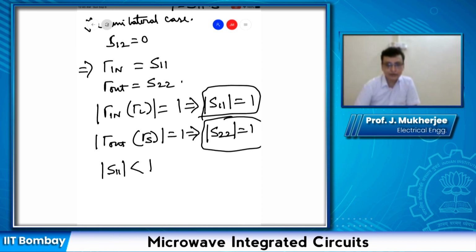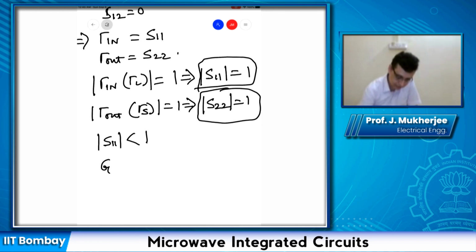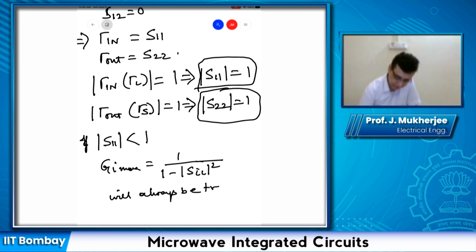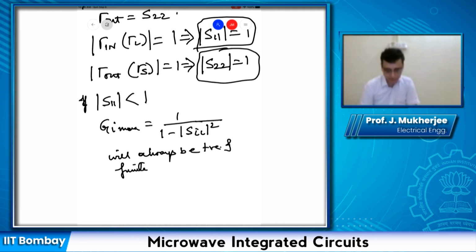Okay, if the magnitude of S11 is lesser than 1, then GI max, which is given by 1 minus magnitude of SII whole square, will always be positive and finite, isn't it?